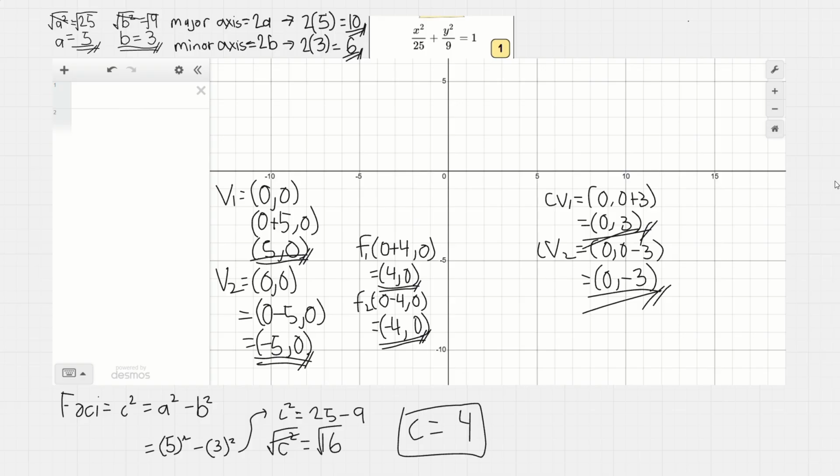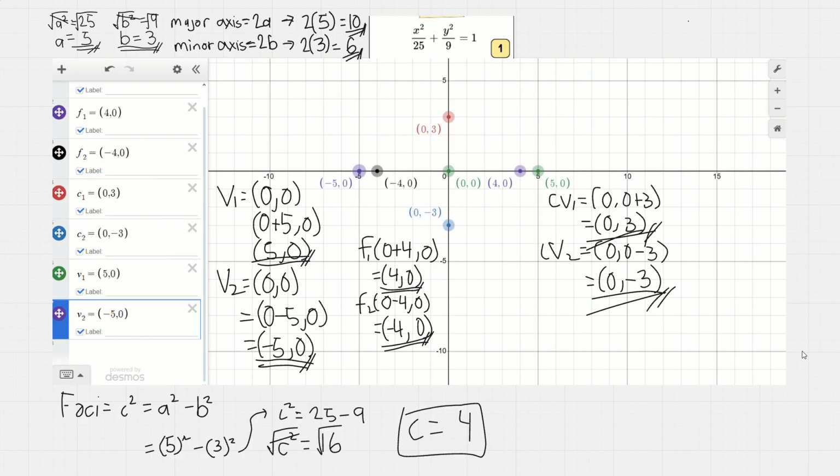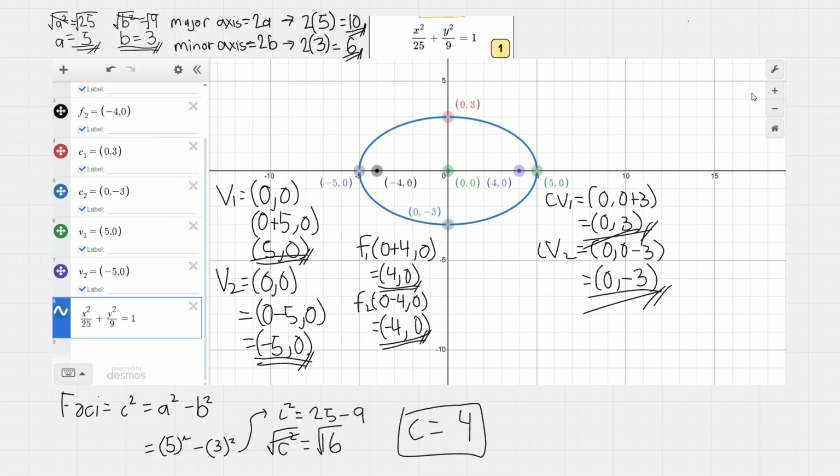Since we got everything, we can plot in Desmos. Let's try. After plotting the points in Desmos, we can go ahead and put our standard equation in Desmos to check if our ellipse is correct. After putting the standard equation in Desmos, we can check that our computations are correct.